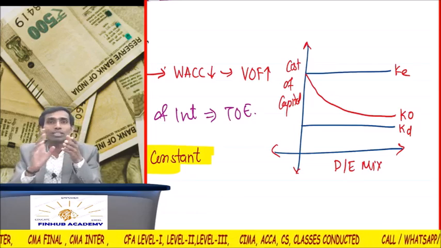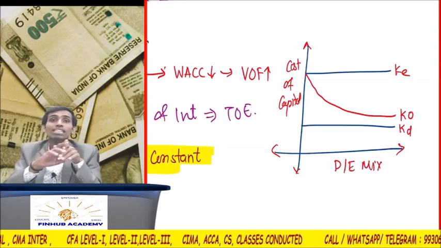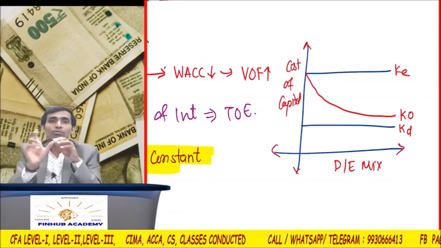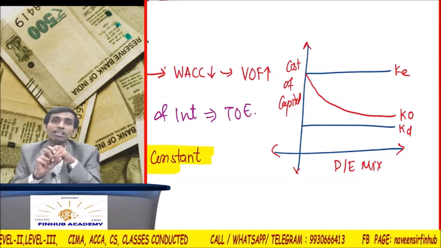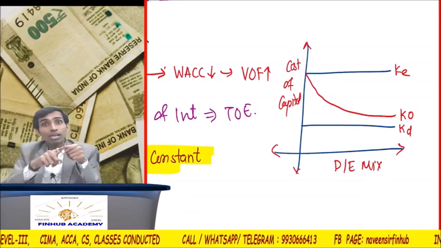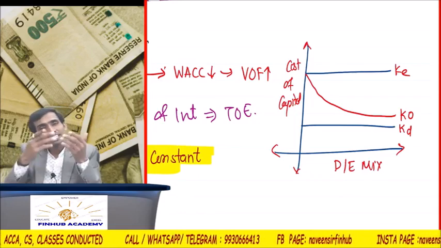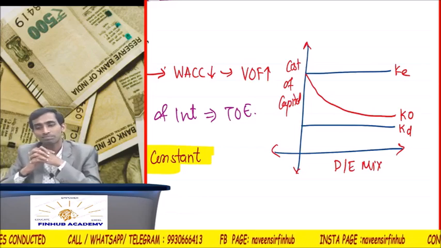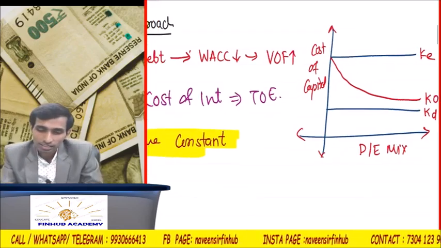You don't say there is no equity, you say there is no debt. Such a company will be available, a public limited company. What do we call it when there is only equity? Unlevered. Unlevered companies' KO and unlevered companies' KE are the same. That is what we are going to do next class. Okay. Fine. Let's stop here.